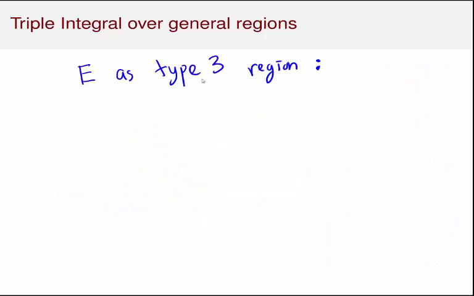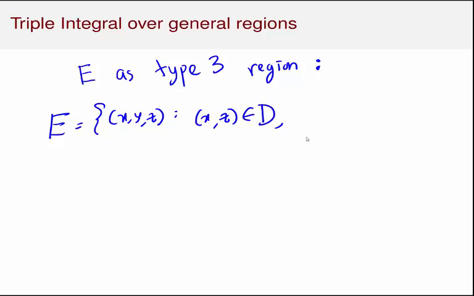Well, recall, as a type 3 region, E consists of points x, y, z such that xz comes from the projection D followed by the range for the variable y. And in general, y is bounded below by the left hand surface, which is given in terms of x and z. So let's say this is some function u1 of x and z, and likewise the upper bound is also some function u2 of x and z.